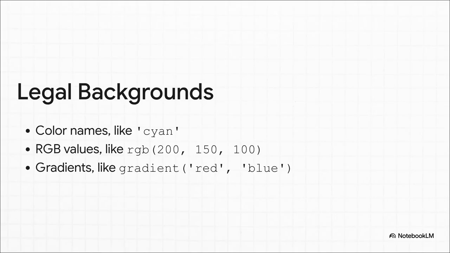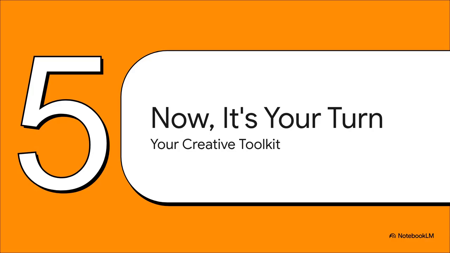And you're not just stuck with basic color names either. You can get really creative here. You can use specific RGB values to get that perfect shade of a color, or you can even set your background to a gradient. Imagine creating a day-to-night cycle in your program just by changing the background gradient every few seconds.